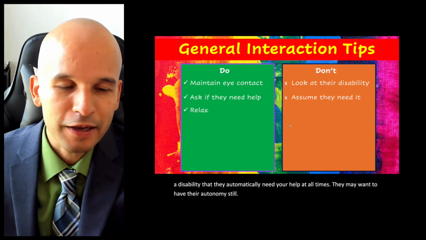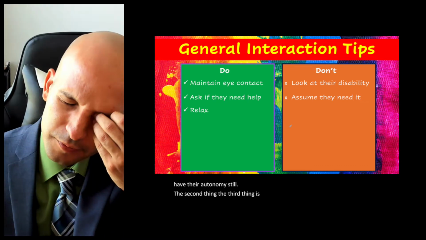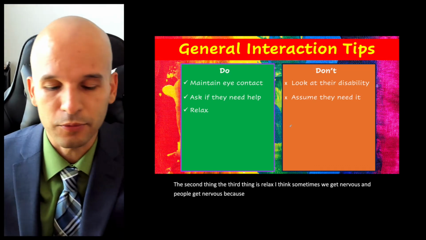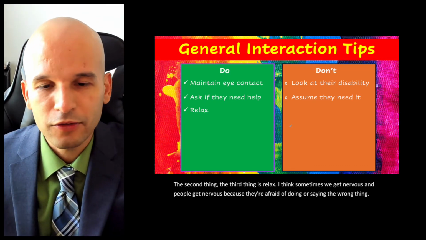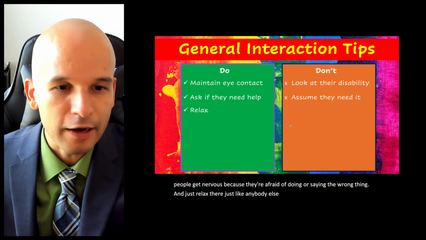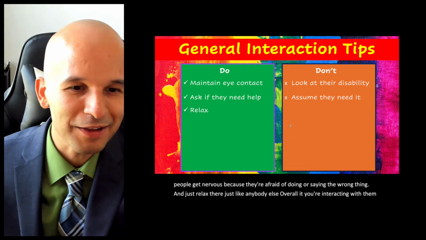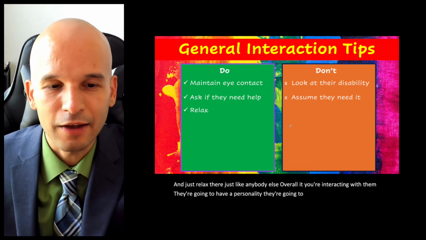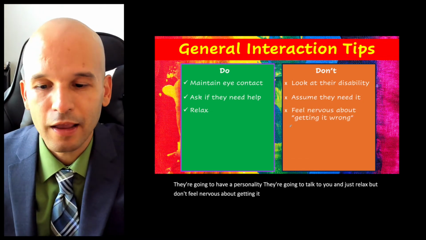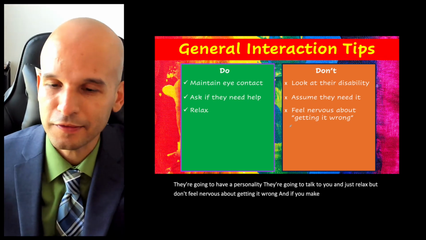The third thing is relax. I think sometimes people get nervous because they're afraid of doing or saying the wrong thing. And just relax. They're just like anybody else overall. If you're interacting with them, they're going to have a personality. They're going to talk to you, and just relax. But don't feel nervous about getting it wrong. And if you make a mistake, apologize.